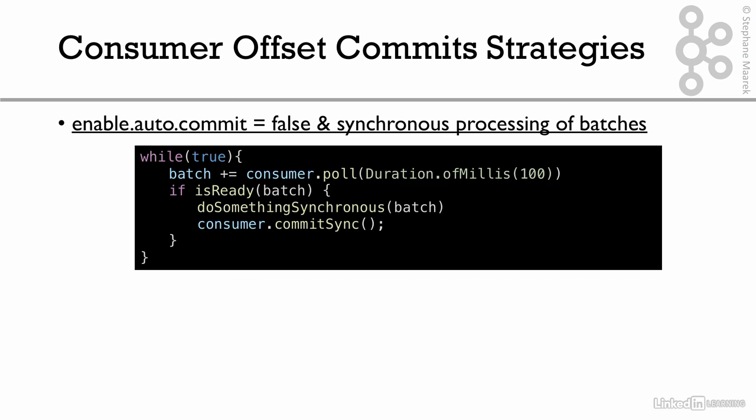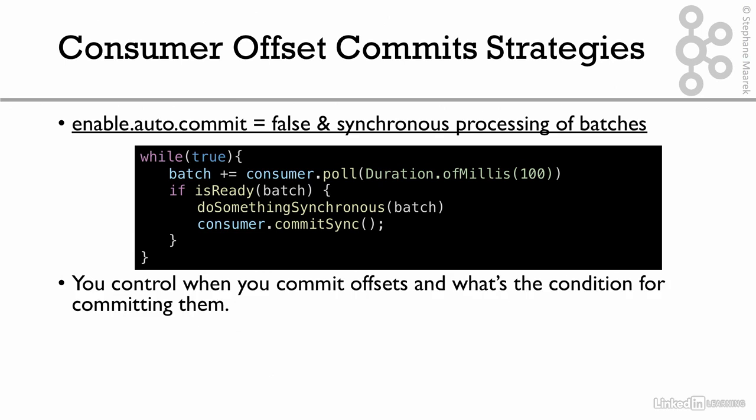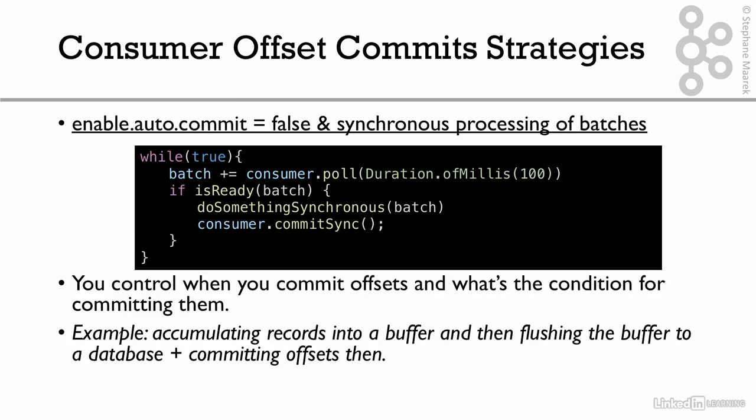So here's what it looks like. We have the batch and we accumulate records. And then when your batch has enough records, you do something synchronous with the batch, and then you commit sync the offsets. And basically that makes an explicit commit happen. So this one I really like because you control when you commit the offsets and what's the condition for committing them. An example of this is when you accumulate records into a buffer and then you flush the buffer into a database and you commit the offsets then.